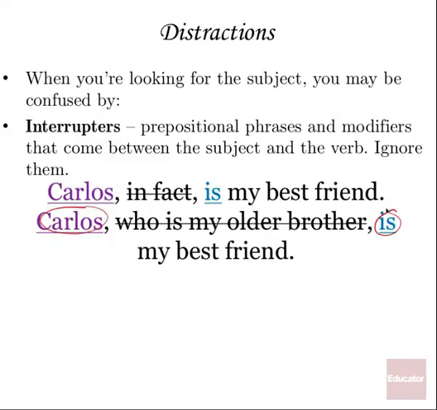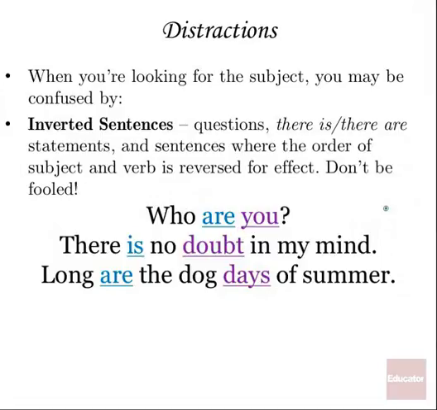Now the second thing that can distract you is an inverted sentence. We talked about these a little bit when we talked about sentence types and about subjects and predicates. Inverted sentences are sentences where the subject follows the verb. These may include questions, there is, there are statements, and sentences where the order of subject and verb is reversed for effect. Don't be fooled by these. Look for the actual subject and the actual verb. So, who are you? You is the subject, are is the verb. You have to make sure that they agree. You can't say, who is you?